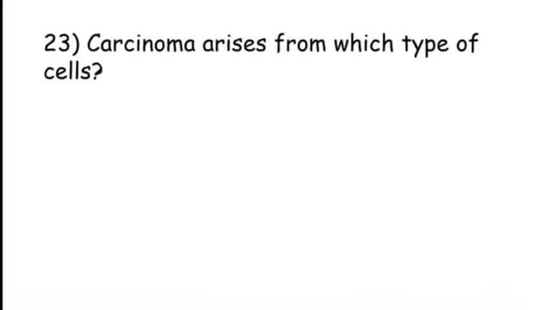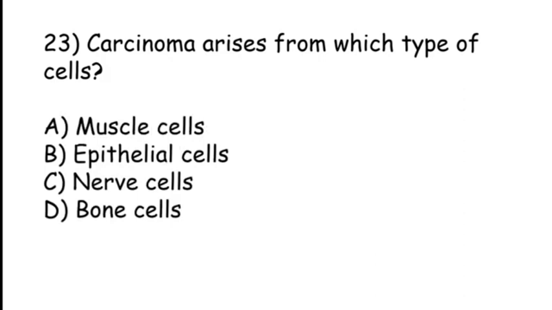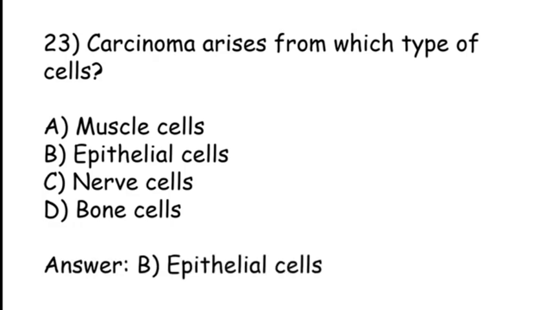Carcinoma arises from which type of cells? Muscle cells, epithelial cells, nerve cells, bone cells. The correct answer is option B, epithelial cells.